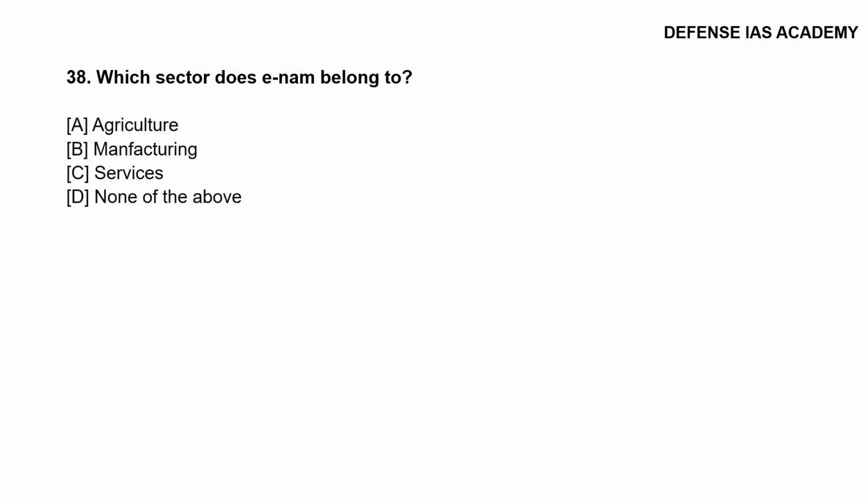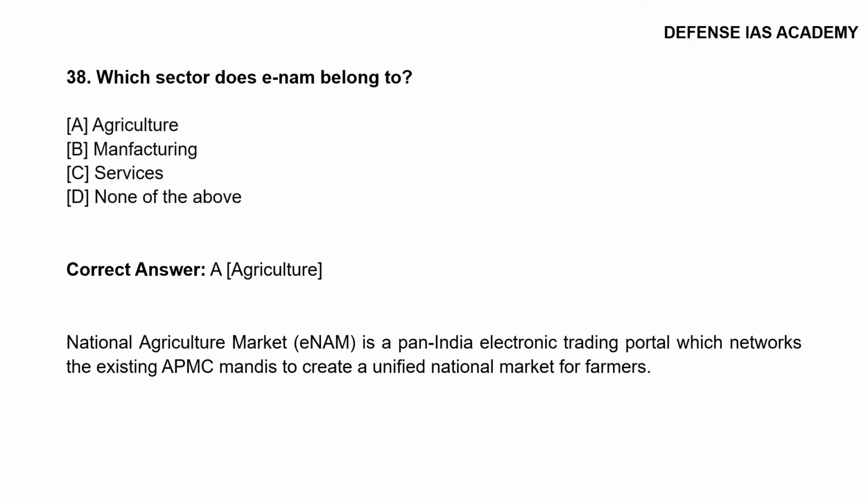Question 38. Which sector does eNAM belong to? The correct answer is A, agriculture. National Agriculture Market (eNAM) is a pan-India electronic trading portal which networks the existing APMC mandis to create a unified national market for farmers.